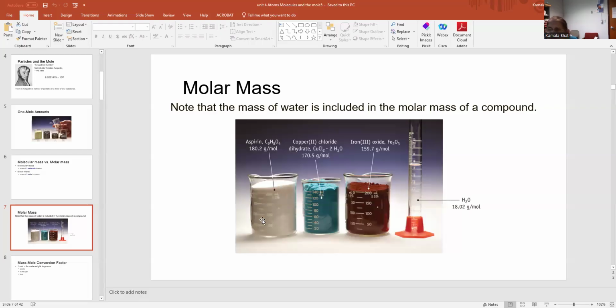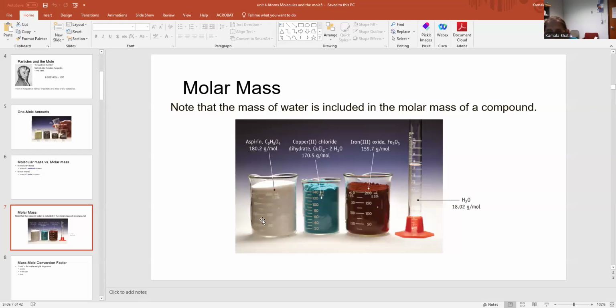So in copper chloride, you have 1 copper, 2 chlorine. So multiply the chlorine, 2 times the atomic mass of chlorine plus 1 time the atomic mass of copper. Add that and you get the molar mass of copper chloride.